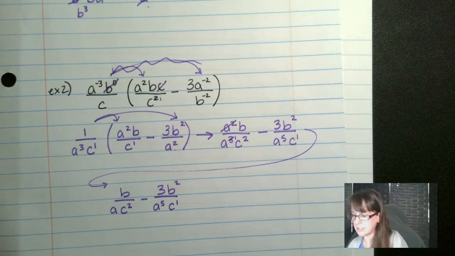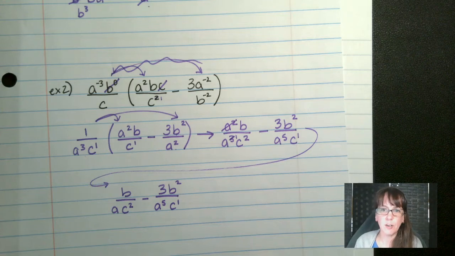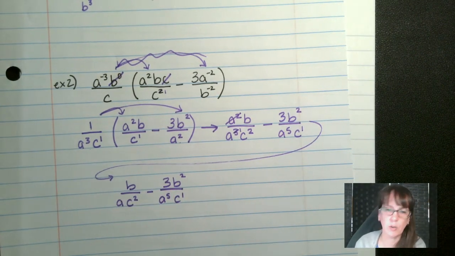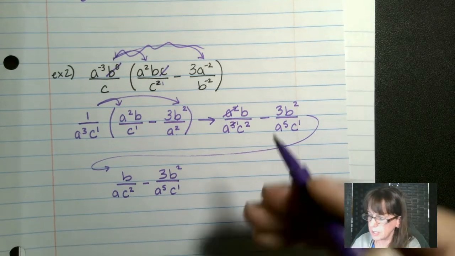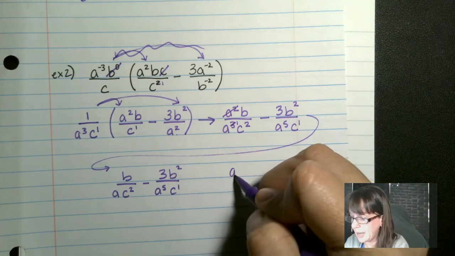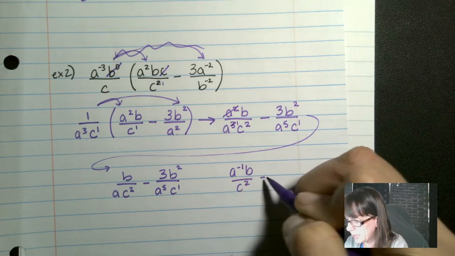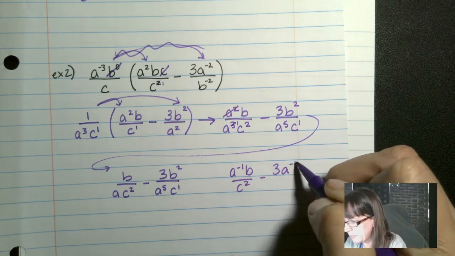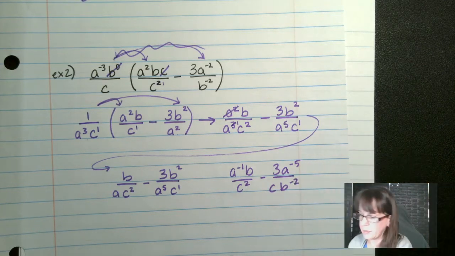Now, in the back of the book, it's actually a little different. They keep their negatives, so this is totally correct. I am really a stickler on no negatives in your exponents, but in the back of the book, it's going to look like this. It's going to say a to the negative 1, b c squared, minus 3c to the negative 5 over c b to the negative 2, or a to the negative 5, I don't know what I said there.